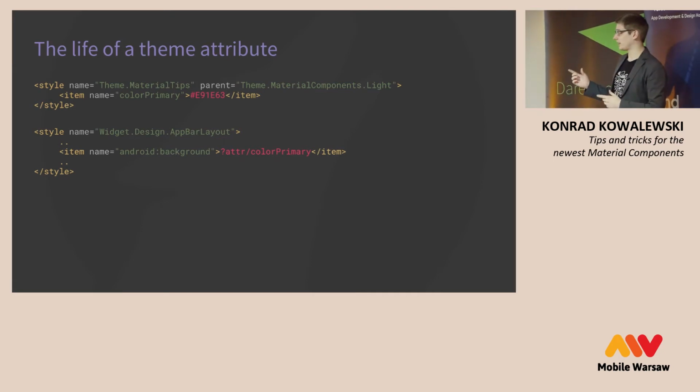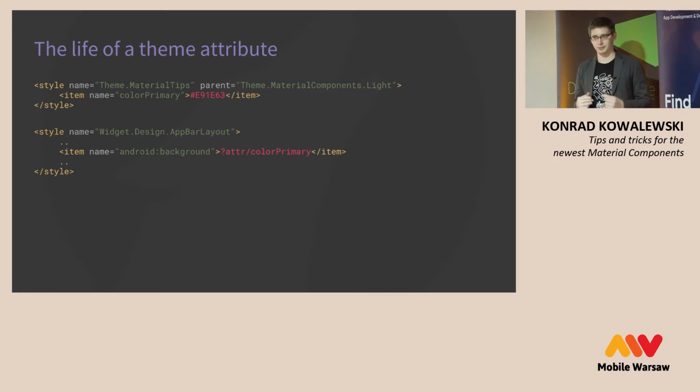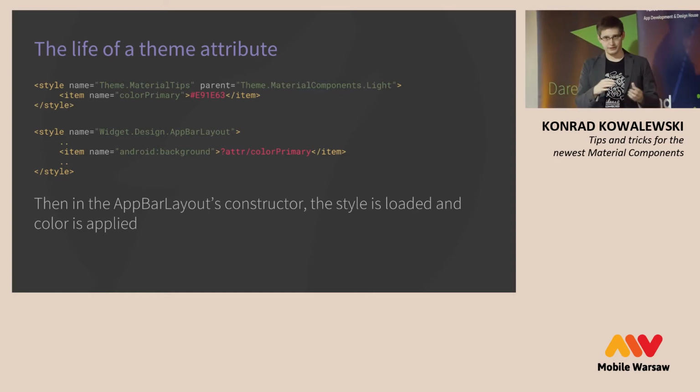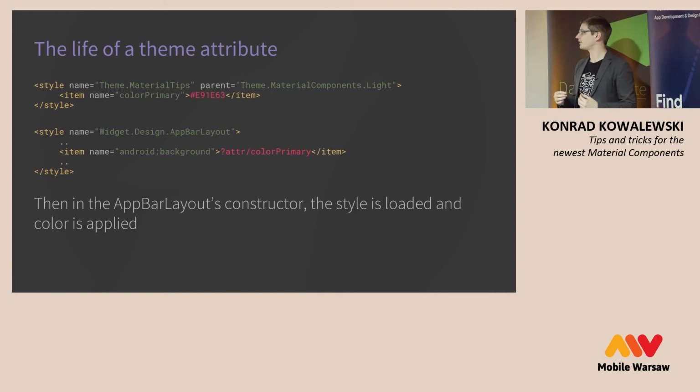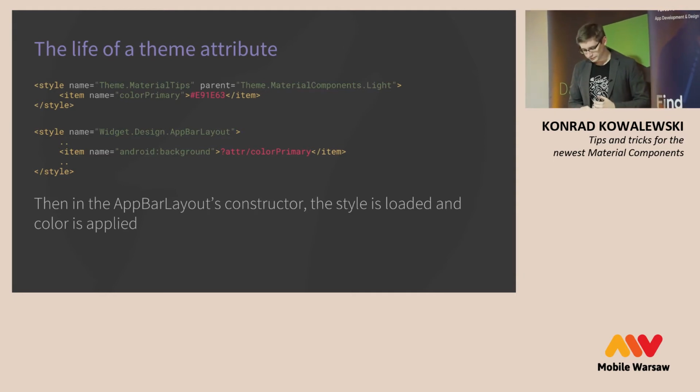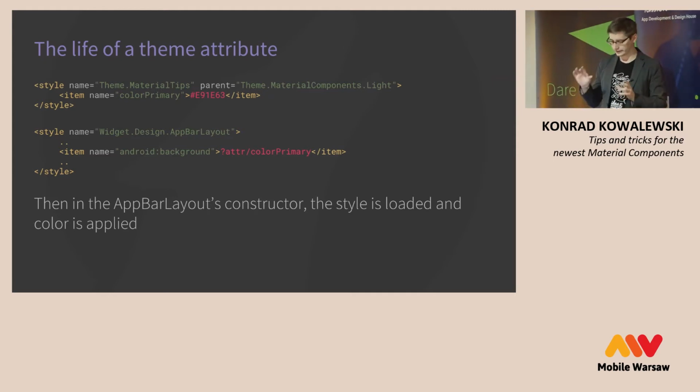As it is the default style of your widget, it is then used in the constructor to load those values and apply them during the construction of the view. And this is, as you can see, a path of an attribute around the system. It is set in the theme, then it is used in a default style, and then it is applied when constructing the view. This is one of the easiest paths. There are more, and there are some quite complicated ones. But I think that suffices to tell you how the framework does it.